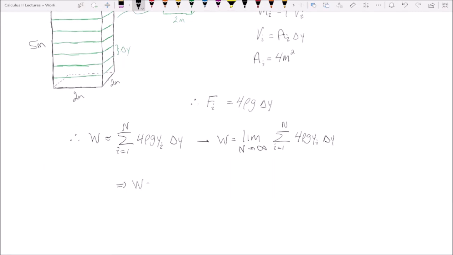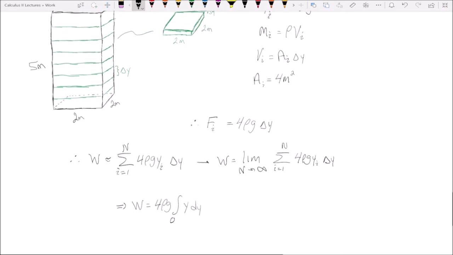But that is an integral, so we get 4 rho g times the integral of y dy, and we go from a height of 0 to a height of 5 meters. So we get 2 rho g y squared as y goes from 0 to 5. Right, y squared, so 5 squared is 25. We get 50 times rho times g.